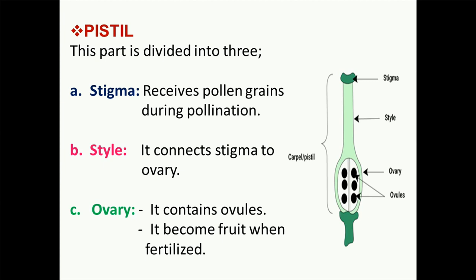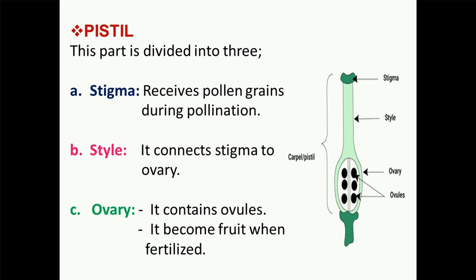Now the second part is called the style. It connects the stigma to the ovary. The last part is the ovary itself, which contains the ovules. So the ovules are located inside the ovary, and it also becomes the fruit at the end of the process of fertilization. So here we have an image showing how the pistil or carpel looks.